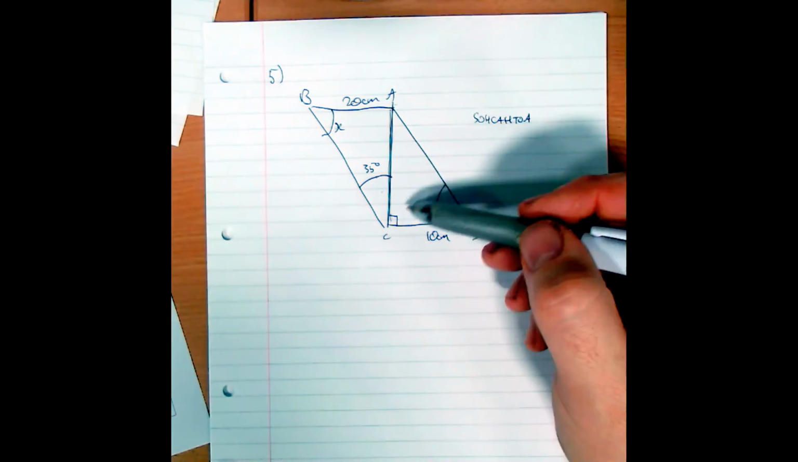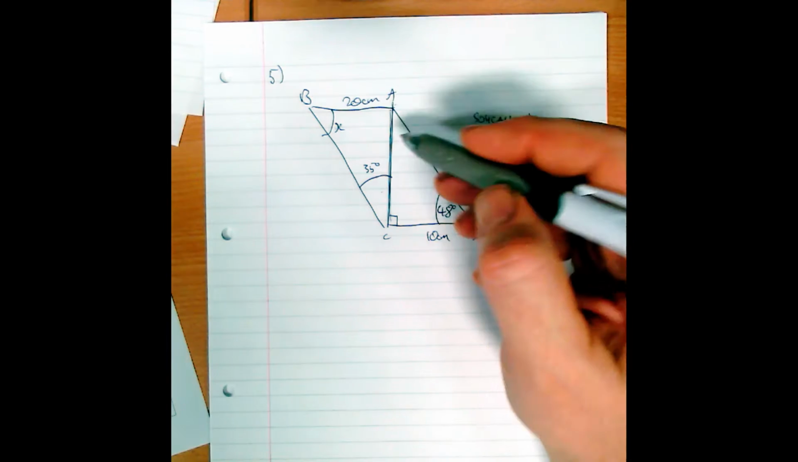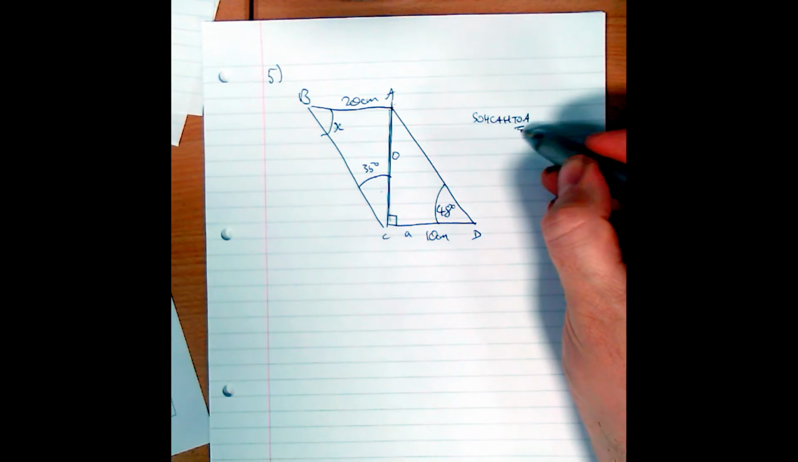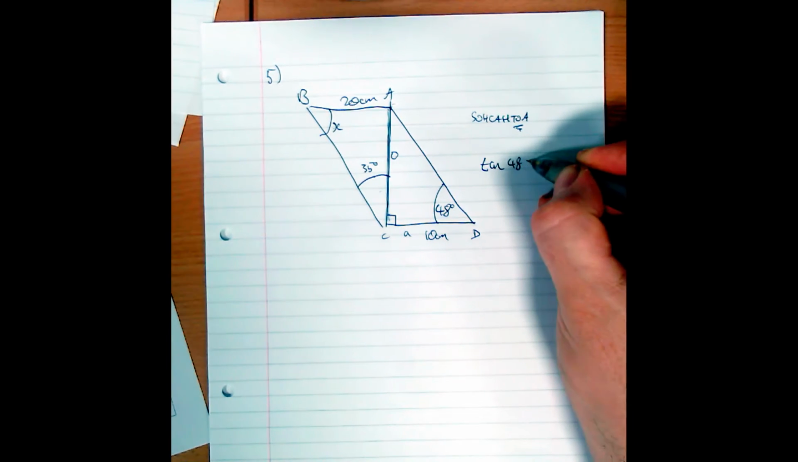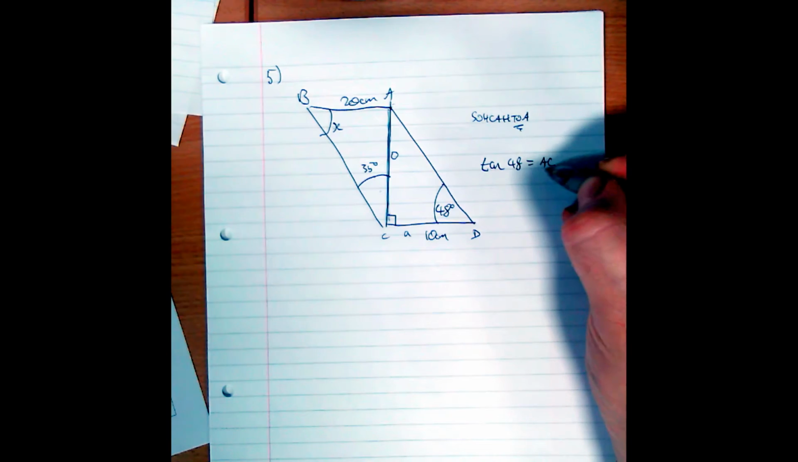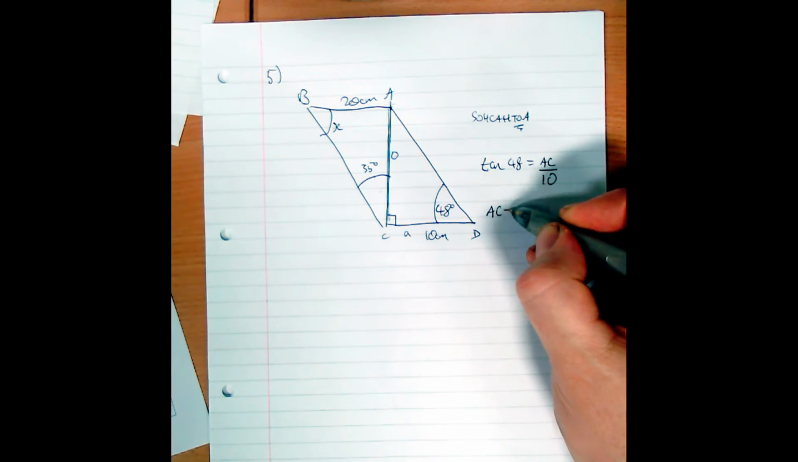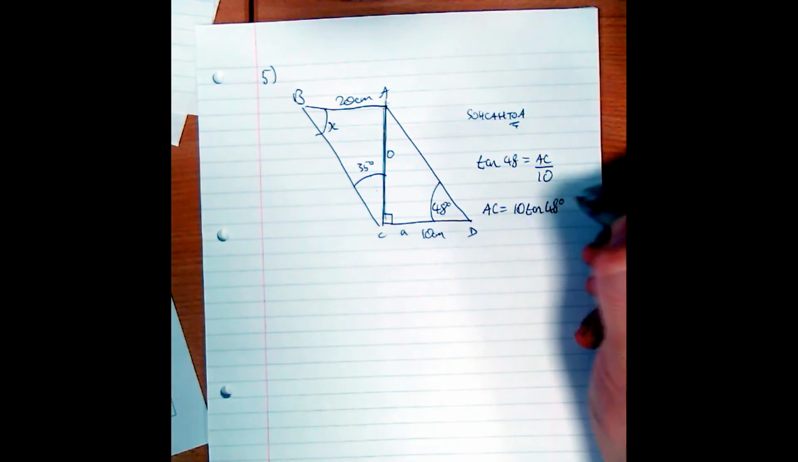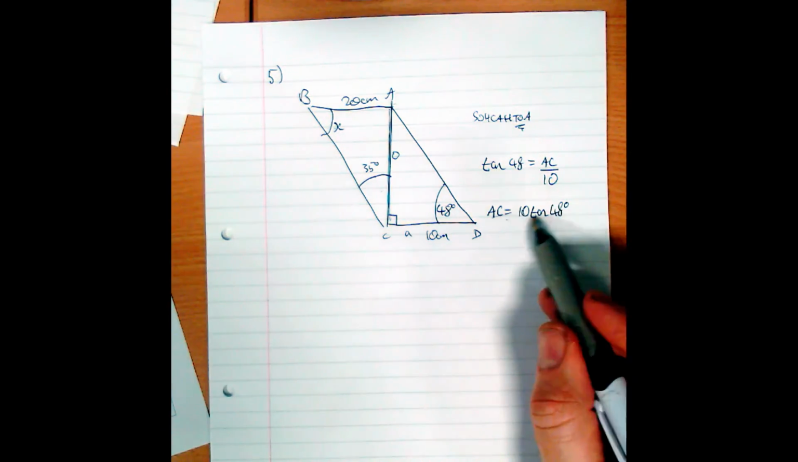And it's right angle trigonometry, so SOHCAHTOA applies here. AC is my opposite side. I've got my adjacent side, so I'm going to use tan. So tan of 48 equals opposite over adjacent. So AC is 10 times tan of 48 degrees. And I'm just going to leave it like that because I'm going to use my calculator, and that's as accurate as I can get.